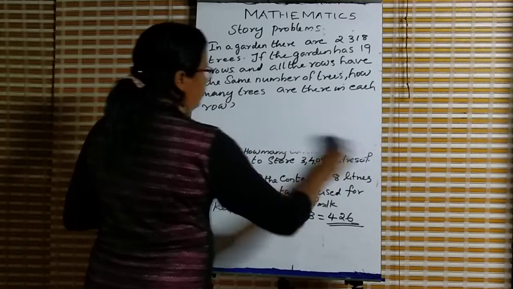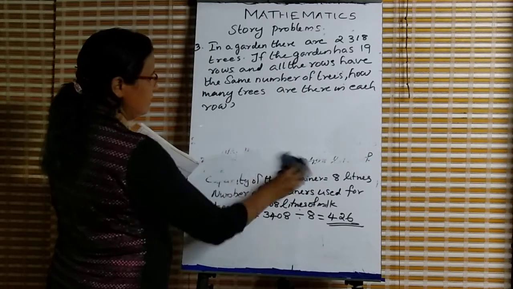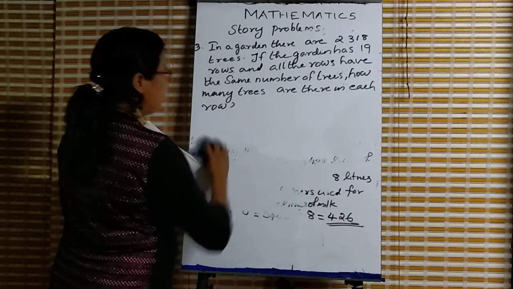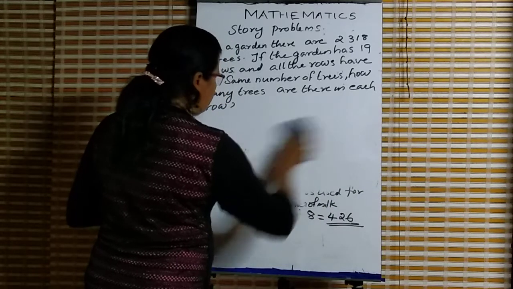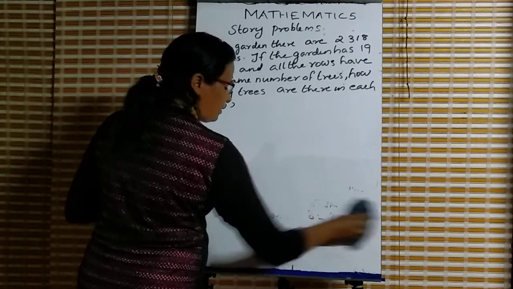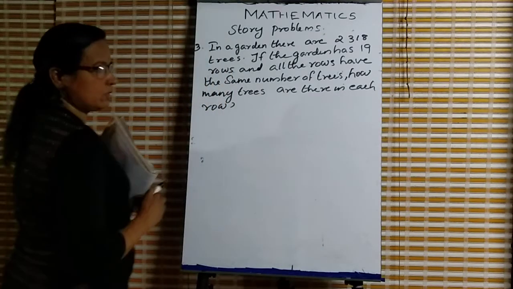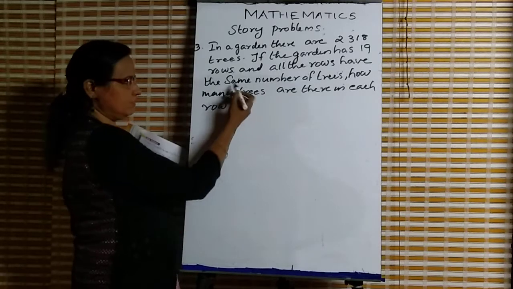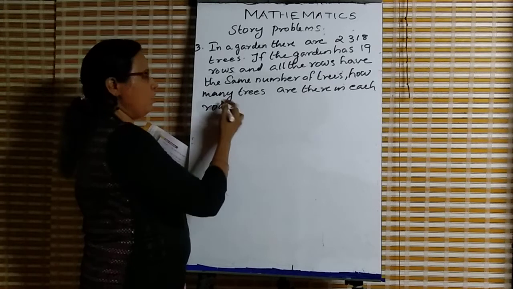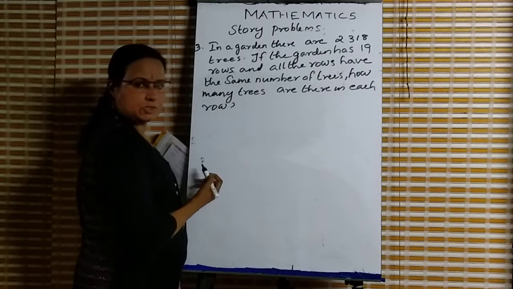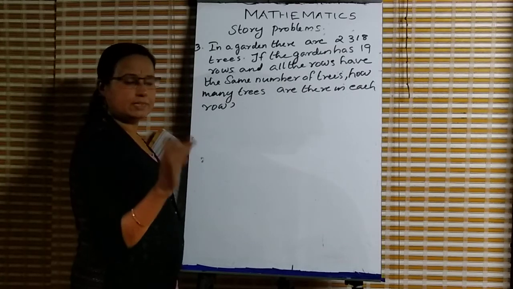In a garden, there are 2318 trees. If the garden has 19 rows, and all the rows have equal number of trees, how many trees are there in each row? There are 19 rows. We have to calculate the number of trees in each row.